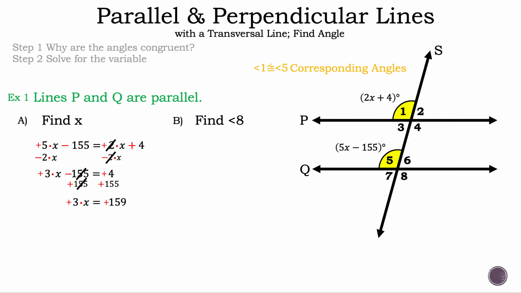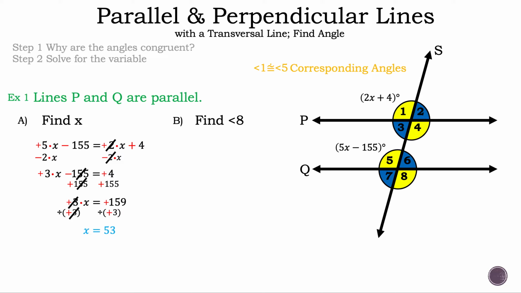We said times, and the inverse of times is divide, so we're going to go ahead and divide by positive 3 so we can isolate x. And those two numbers cancel, and now we're going to divide by positive 3 on the right hand side, and positive 159 divided by positive 3 is 53. So x is equal to 53. That is our answer for part A.